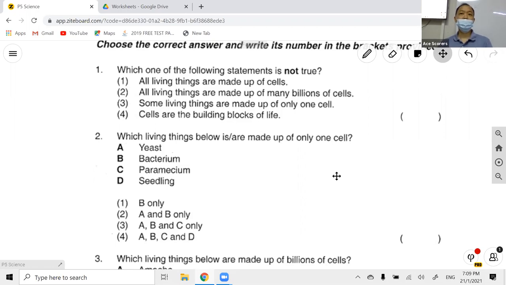Okay? I need help with question one. Everything looks correct. Okay, which of the following is not true? All living things are made of cells. So, two is wrong, because there are some living things that are made up of only one cell. Two things: all living things are made of billions of cells, and that's not true. How about yeast? Yeah, exactly. So it's not true. They ask which one is not true. So two is not true, because yeast is only made of one cell.